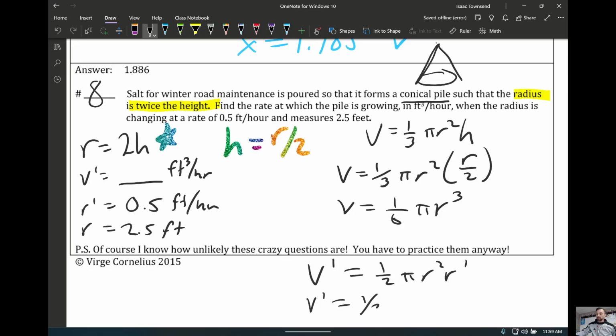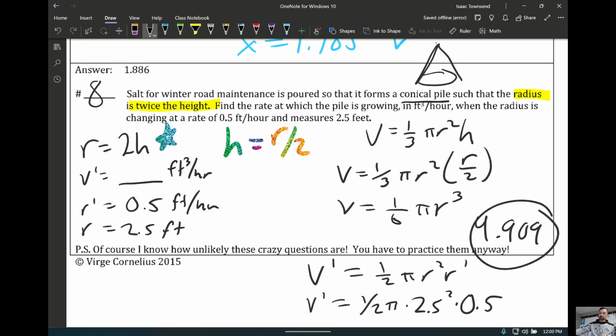So our answer is going to come from 1/2 times pi times 2.5 squared times 0.5. Whatever that mess is. That's 4.909.